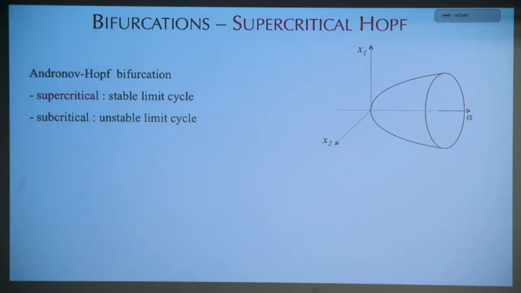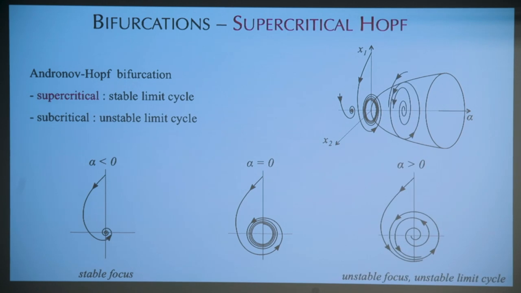So, questions? It's okay. So you've seen basically this supercritical Hopf bifurcation, where we have a stable focus, and then on the other side we have an unstable one with a stable limit cycle. That's wrong here. It's a stable limit cycle.